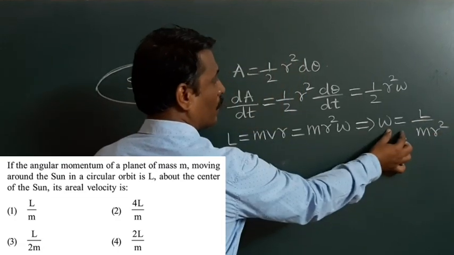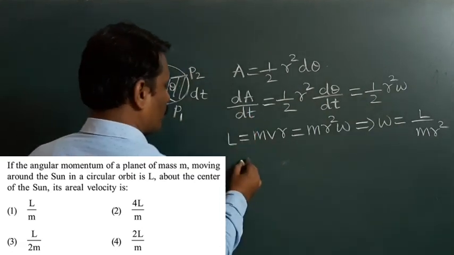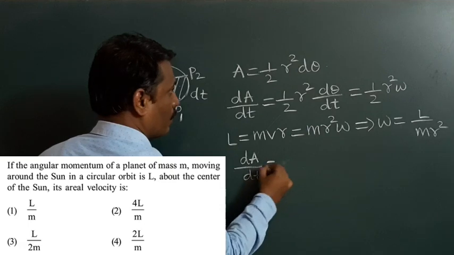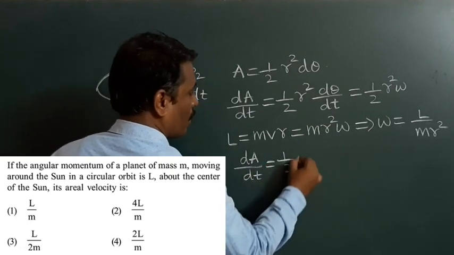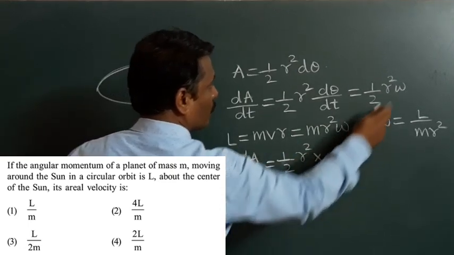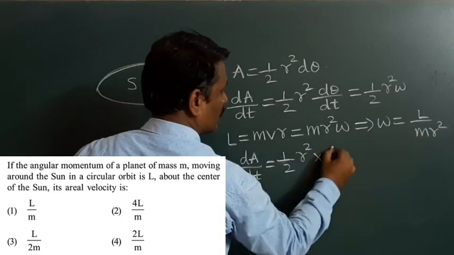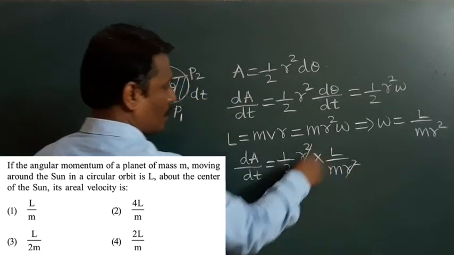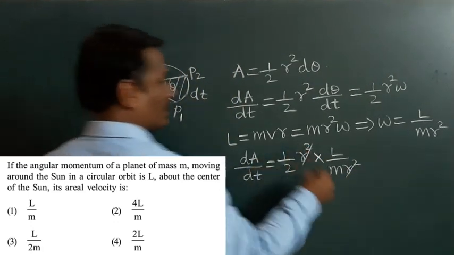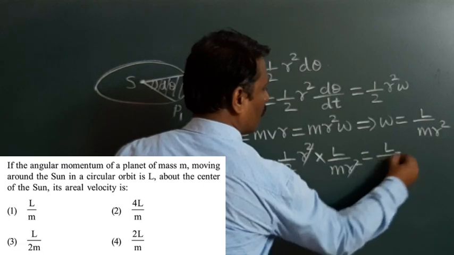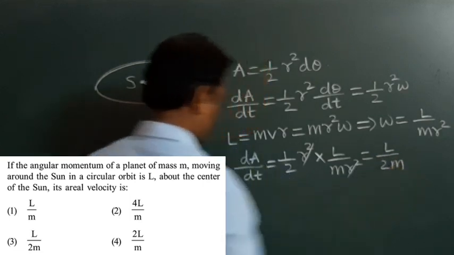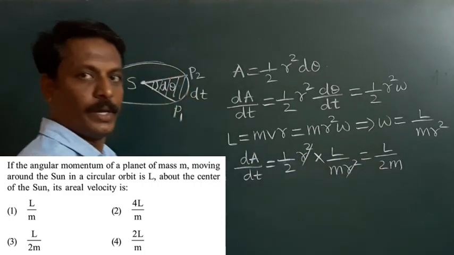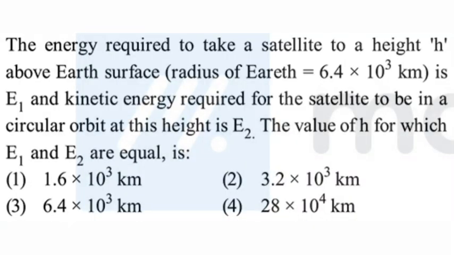Now we substitute this omega here. Therefore, aerial velocity dA by dt will be equal to 1 by 2 r square, and in place of omega, we will write L by m r square. Now r square gets cancelled, so we get L by 2m. Therefore, the aerial velocity of the planet is L by 2m. This is the answer. Next question.